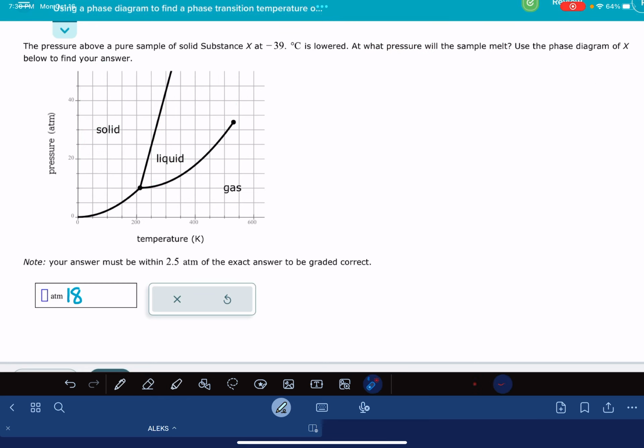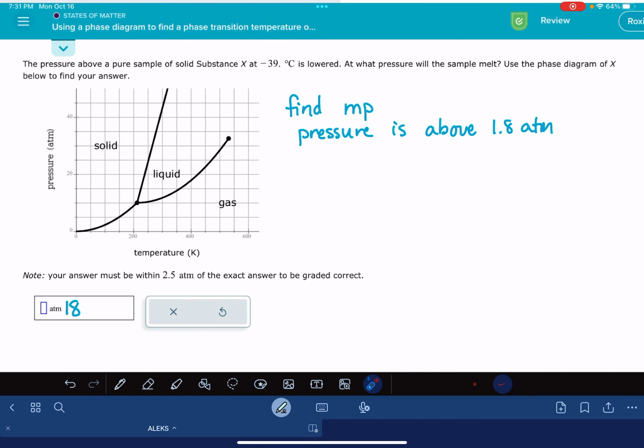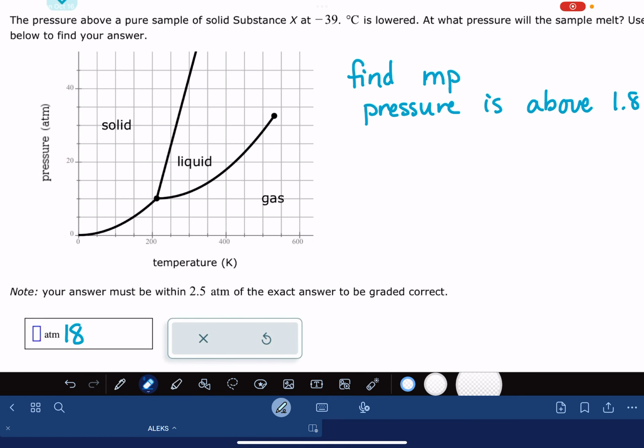So I'm looking at another ALEKS problem right now, not with this exact phase diagram, but just looking at the scenarios. This one that I'm looking at says find the melting point. I'm just going to abbreviate it MP when the pressure is above 1.8 atmospheres. So again, here's what we're going to do. This particular variation of the problem, I'm not starting with a temperature. I'm starting with a pressure, and it's 1.8 atmospheres. That's not going to work very well on this pressure axis. So let's change that to 18 atmospheres just to make it work better with my data.